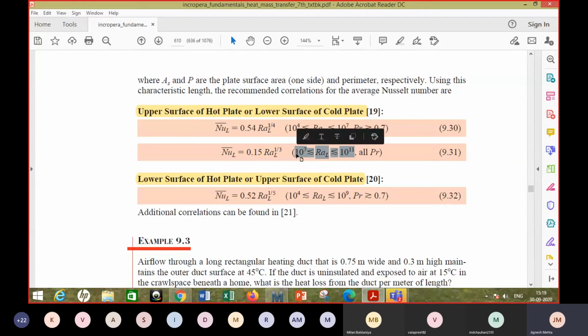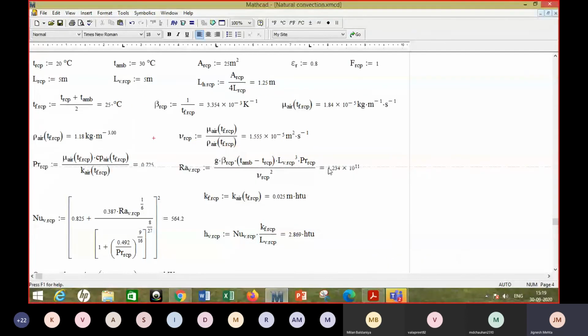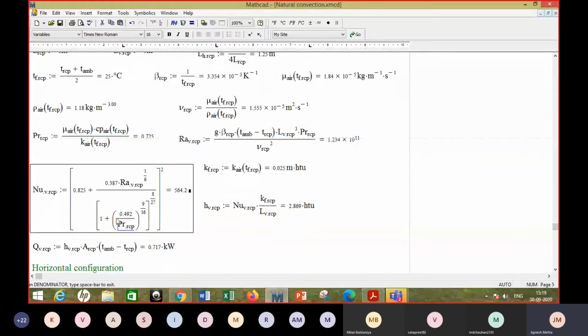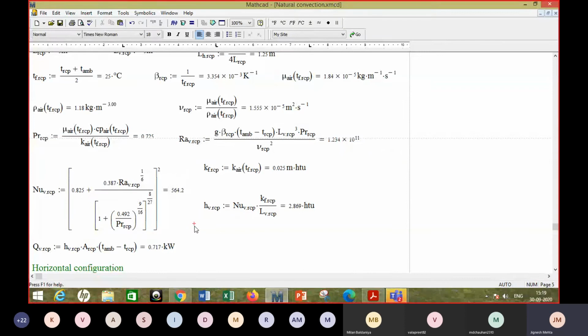10 raised to 7 to 11, but you are not very much away from 10 raised to 11, so you may still use that correlation, right? It is 1.2 into 10 raised to 11. So still that correlation is used, and you find the Nusselt number comes out to be 564. From that you get the heat transfer coefficient for, this is for vertical, I'm sorry.